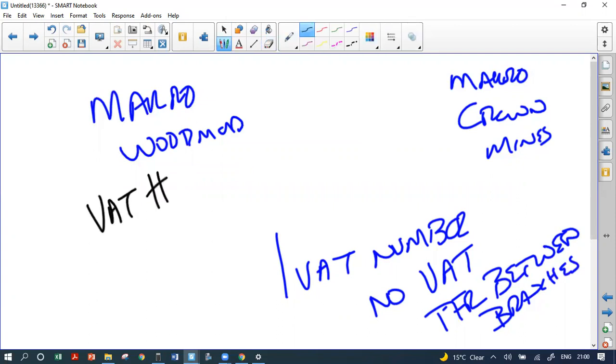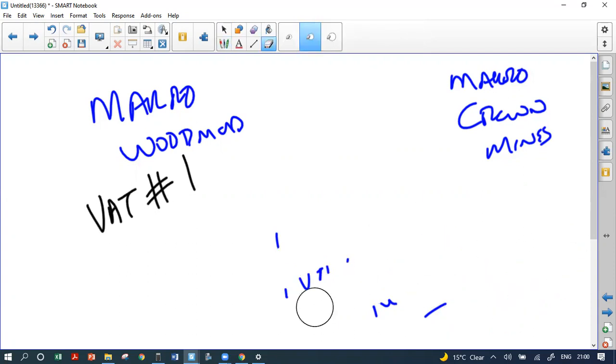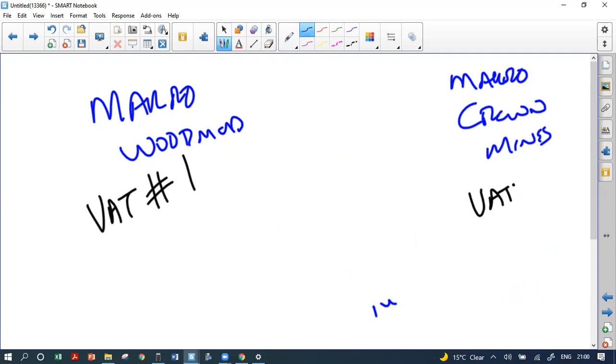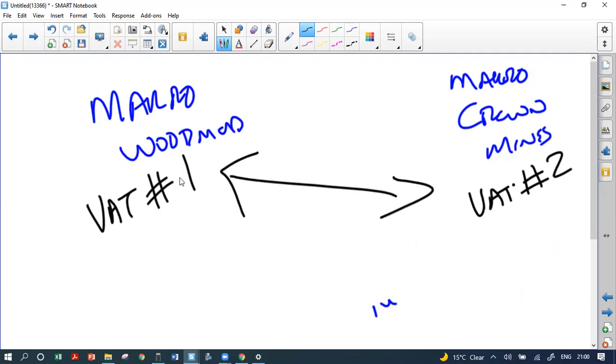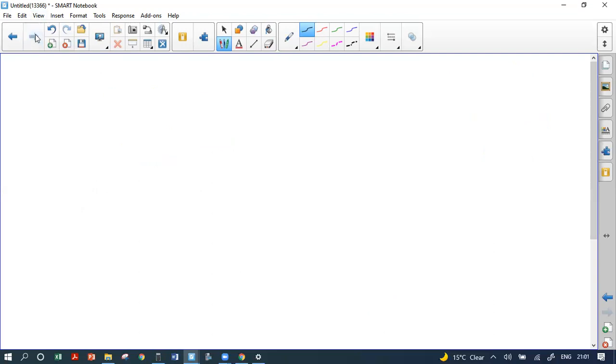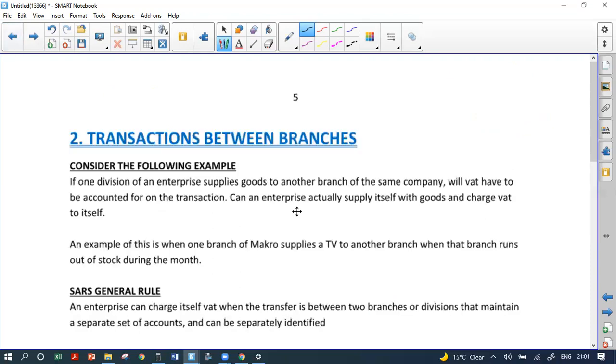However, if there is a VAT number, and let's imagine the VAT number was 1 there, and there was a separate VAT number, so this was VAT number 2. Because they both have different VAT numbers, when Macro Woodmead sells to Macro Crown Mines, or they transfer stock in between the branches, there will have to be a VAT invoice because they are separately registered from a VAT perspective. And that's generally what the rules are going to be from a branch's perspective.